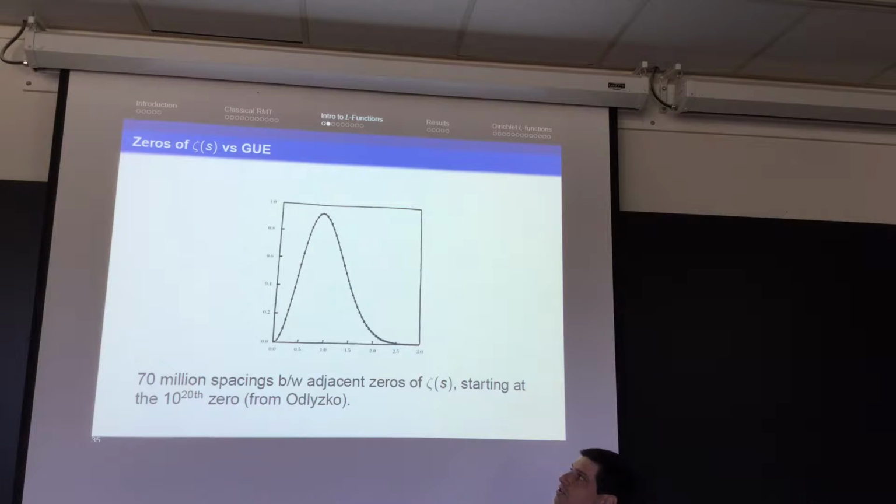All right, so here's the first really nice plot showing what's going on. This is by Andrew Odlyzko. He looked at 70 million zeros starting at the 10 to the 20th zero of the Riemann zeta function. So this is one of the master computers. Why do you think he's starting at the 10 to the 20th zero?